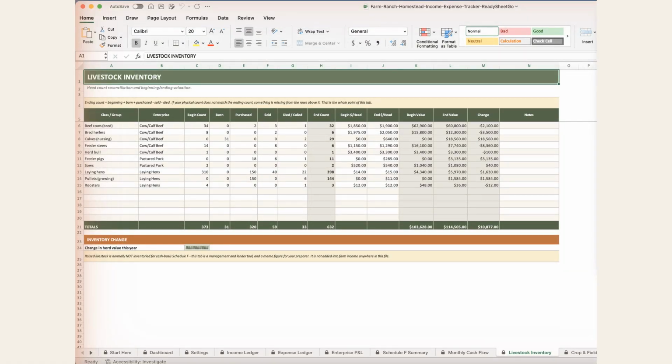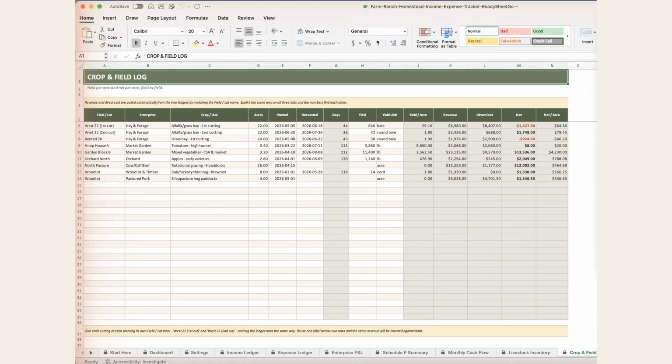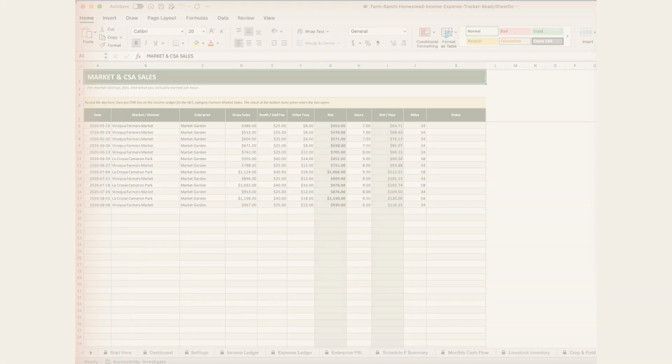Livestock inventory keeps a head count and a value on your animals so you always know what's standing in the field. The crop and field log tracks what you planted where and your yields, field by field. Market and CSA sales records each market day with its gross and its booth fee, and then you put one clean net line on the income ledger with a check so nothing gets counted twice.